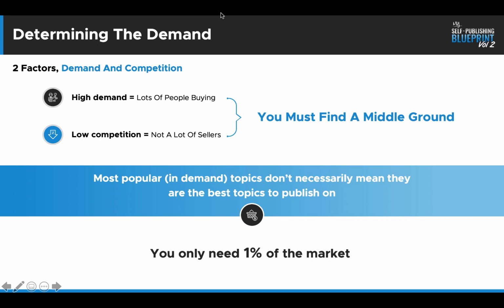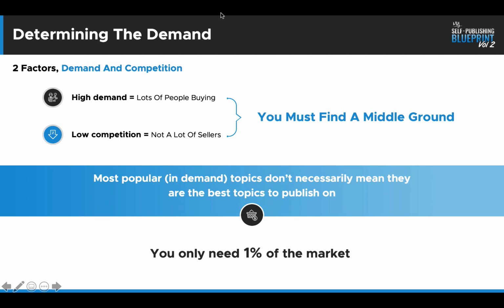So first, determining the demand. Now there's 2 factors we're going to take a look at: demand and competition. The higher the demand means there's lots of people buying these books. So this would be the case with dog training books, keto books, stock market books, tons and tons of demand. But with large demand, there's going to tend to be higher competition. And with higher competition, it's just going to be tougher to break through.